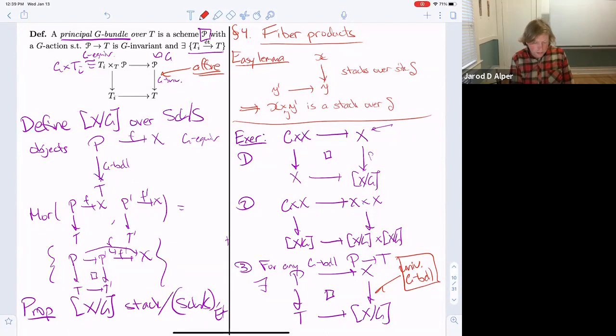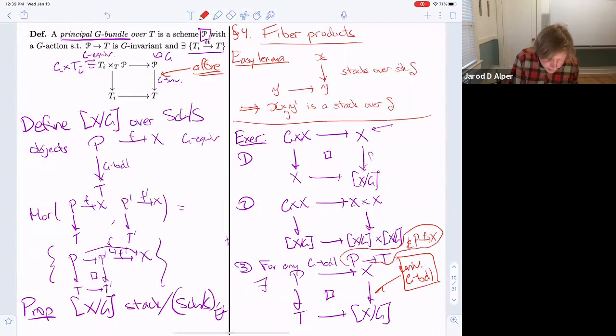Okay, I should have said something in addition that maybe you guys missed, or maybe you saw it. So I said something wrong here. For this third exercise, the starting point is I have a G-bundle, and an equivariant map to X. This is part of the data of X mod G. And then the exercise is to show that this is a Cartesian diagram.